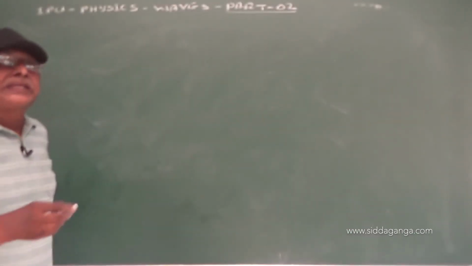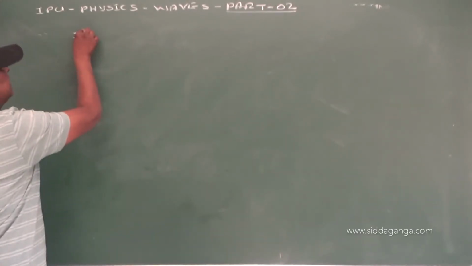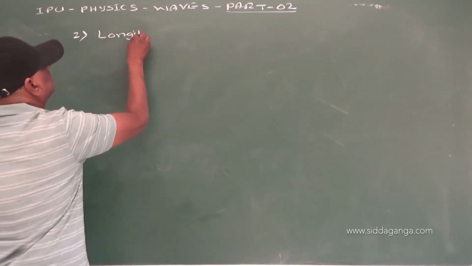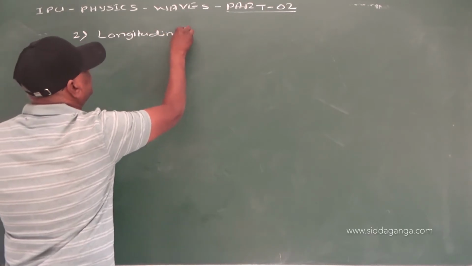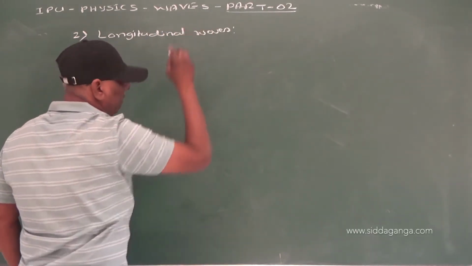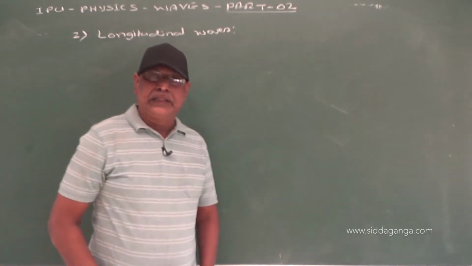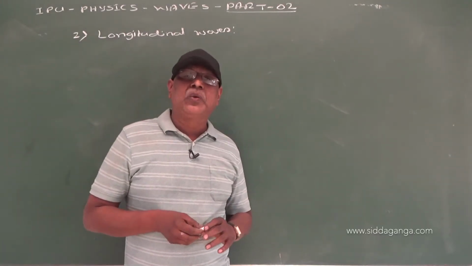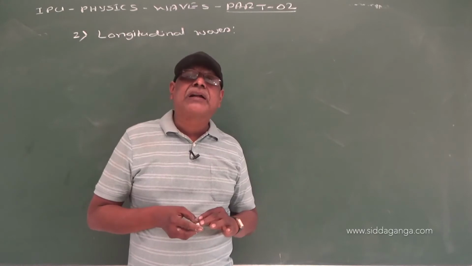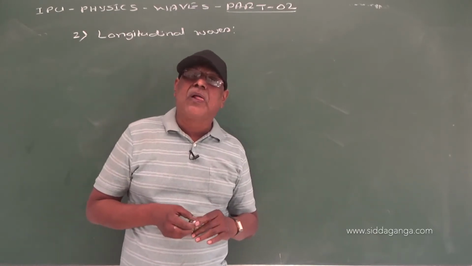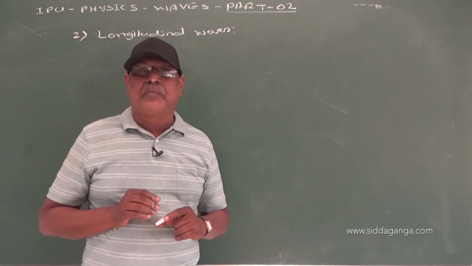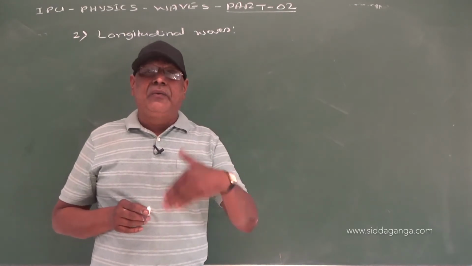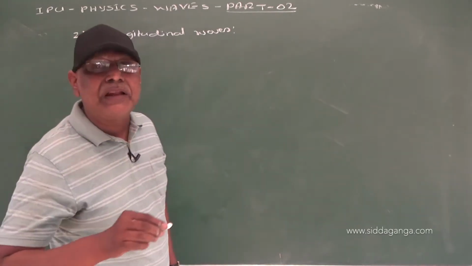Now, the second type of waves in this criteria are longitudinal waves. When waves propagate through a medium, if the particles of the propagating medium are vibrating along the direction of propagation, or parallel to the direction of propagation, then the wave is called a longitudinal wave.